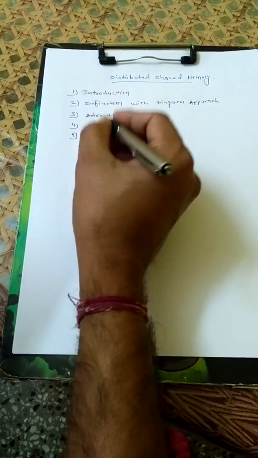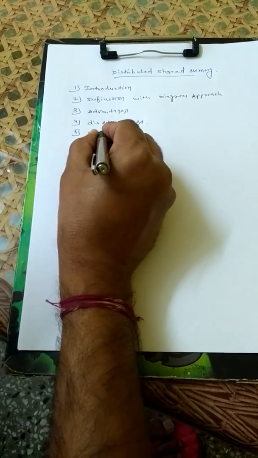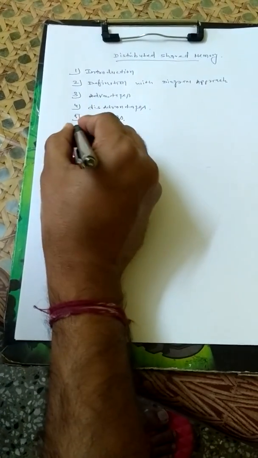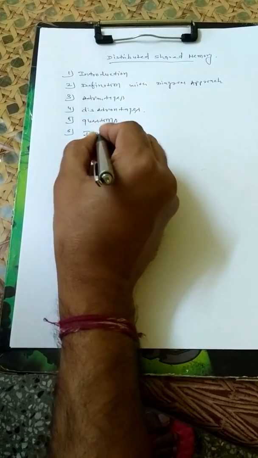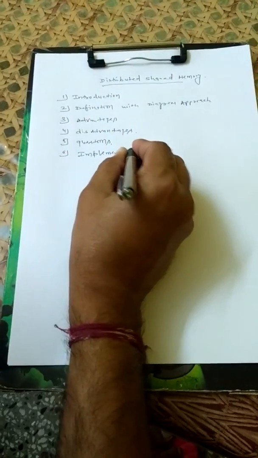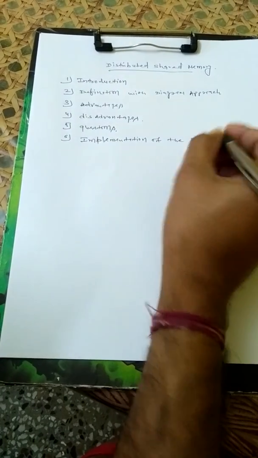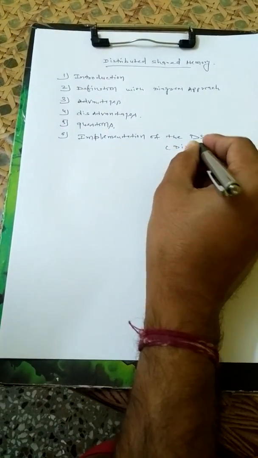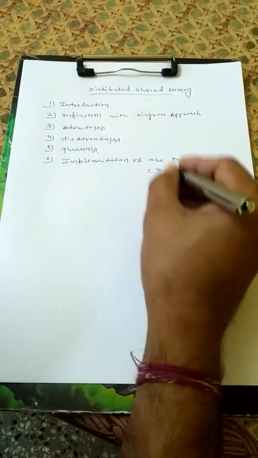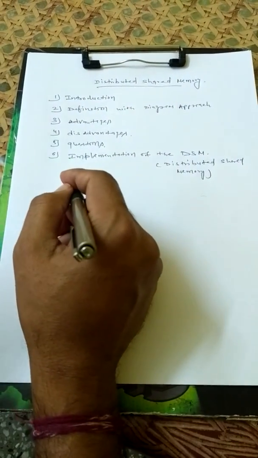What are the different questions in the mind of the user and the programmer? So, questions, and the last part is the implementation of the distributed shared memory. Implementations of the DSM, that is, distributed shared memory. These are all the things which we will cover in today's video.